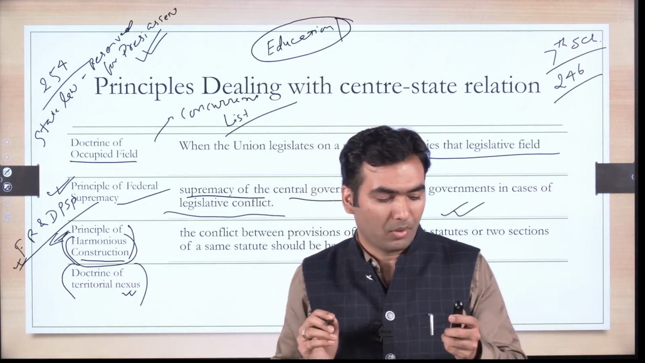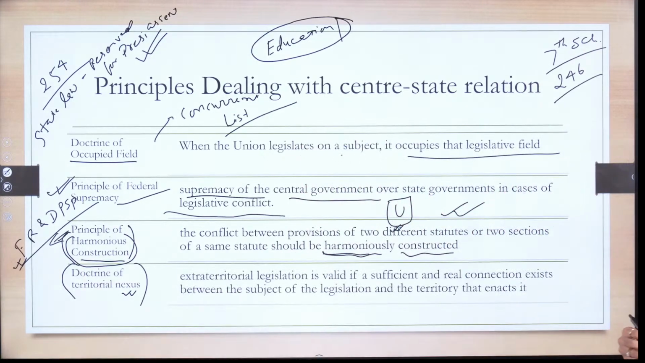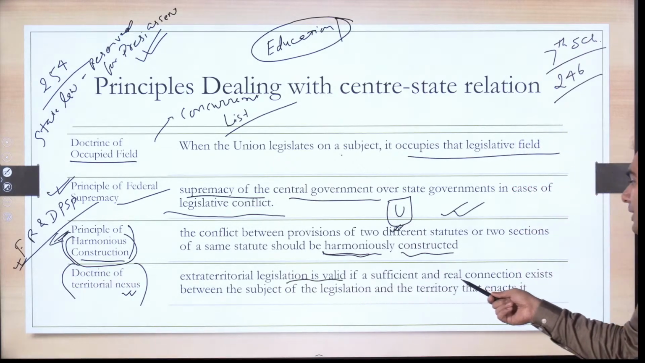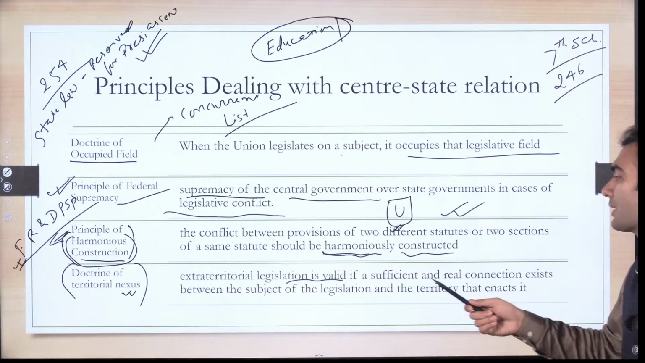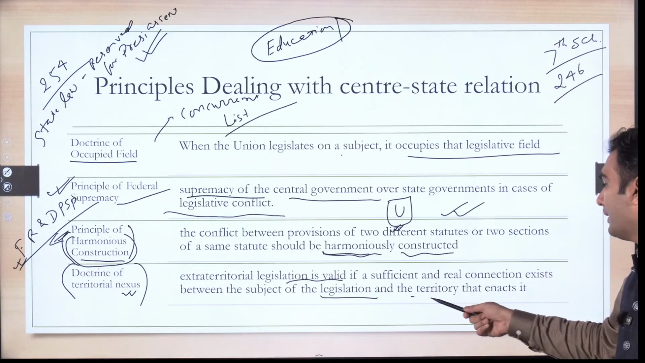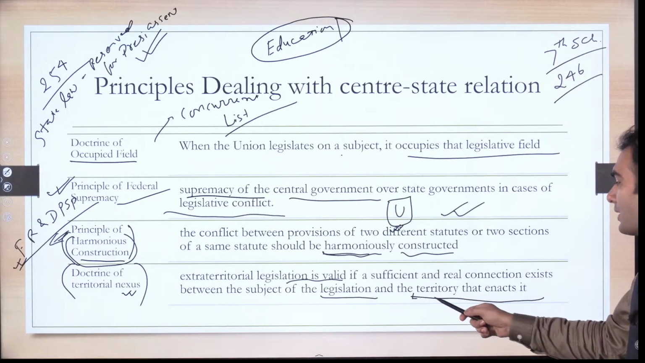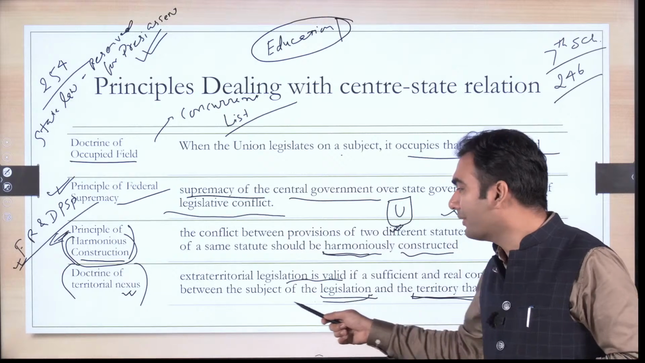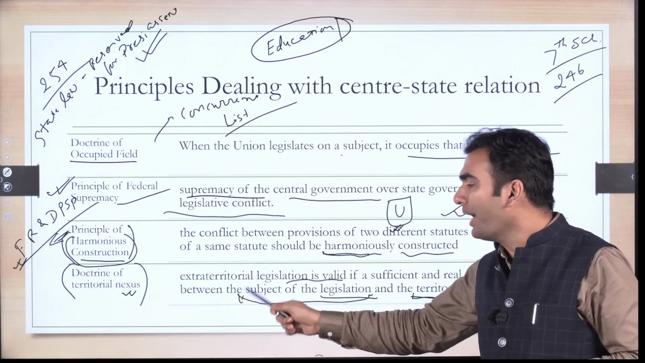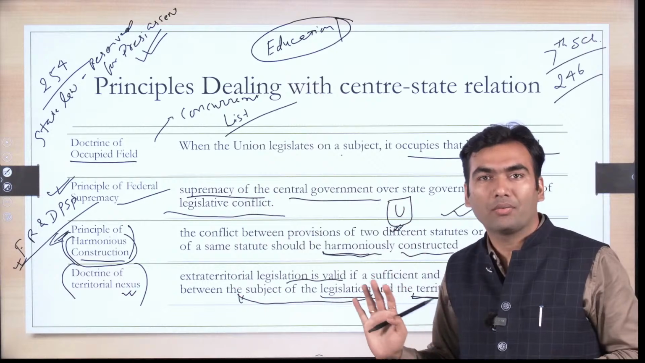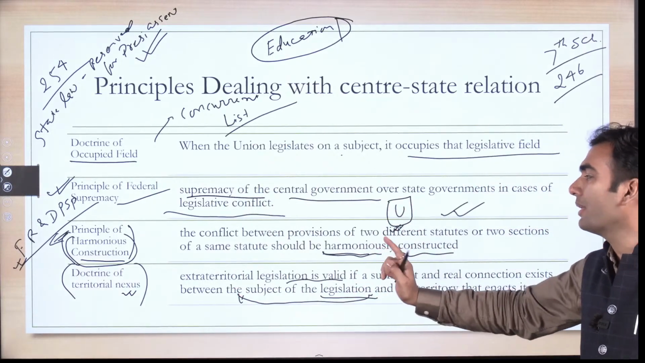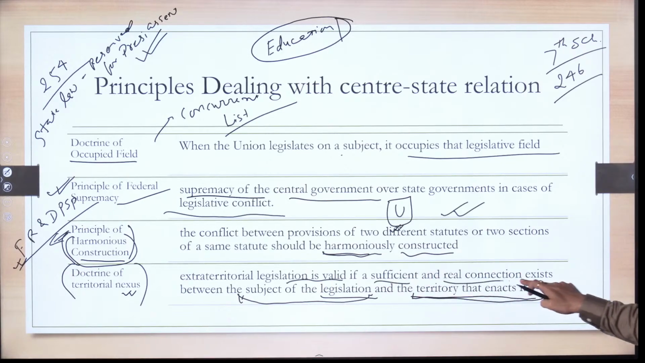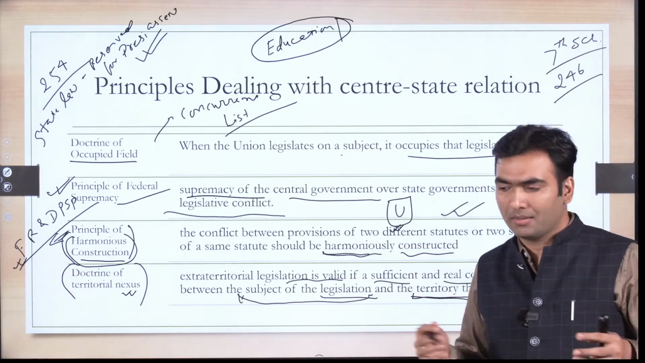A very good example of this, when I give the example, probably it would be more clear. Extraterritorial legislation is valid if a sufficient and real connection exists between the subject of the legislation and the territory that enacts it. Territory means the state government or the state legislature that makes a law, and the subject, obviously, is what the law will govern. That item might fall outside the territory of that state, still it can be considered valid if there is a sufficient and real connection. For example, Gujarat, this is a real example.